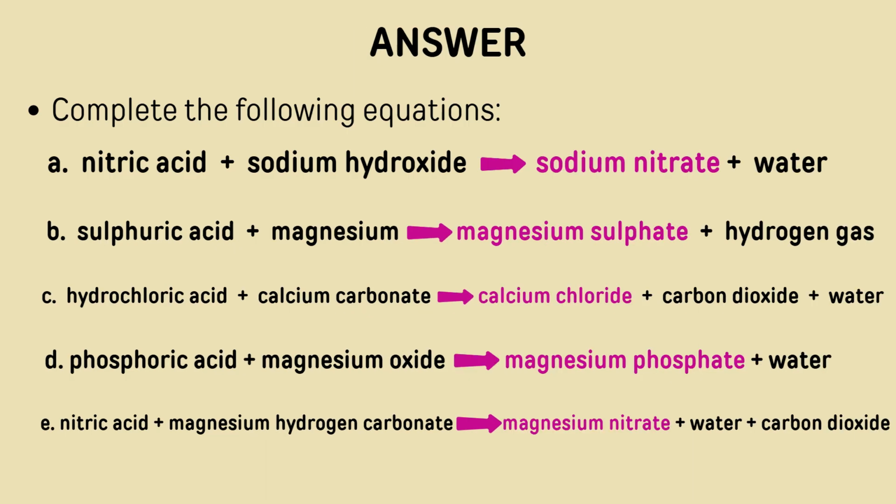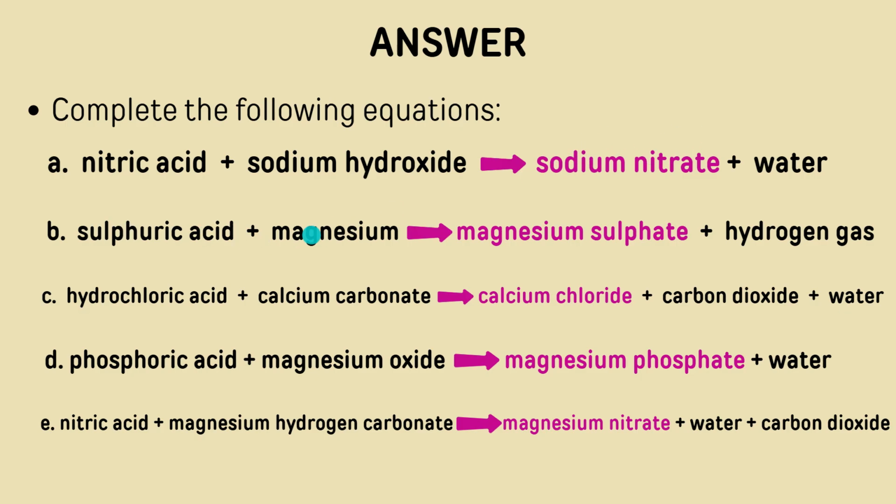And great job if you got these answers. So if we have nitric acid plus sodium hydroxide, we see that sodium nitrate is formed plus water. So all you have to do is to note which one is the metal, and in this case sodium is the metal, and it's going to form a nitrate salt. And since we have an acid plus an alkali, we're going to have a salt plus water.